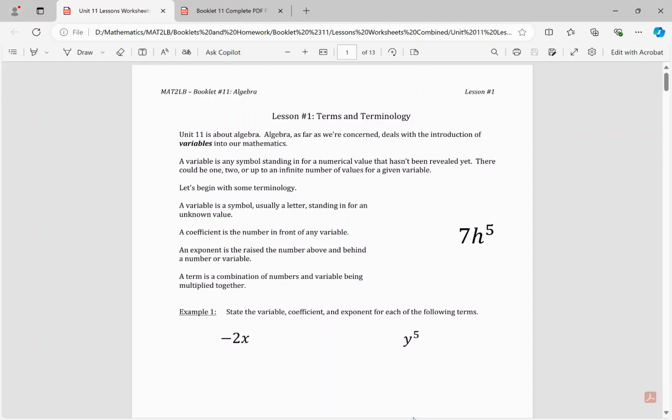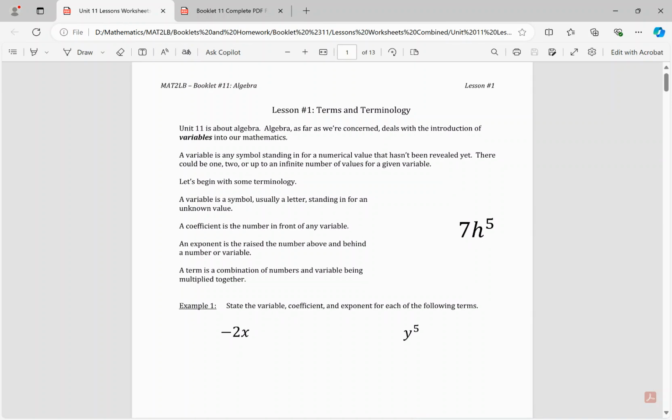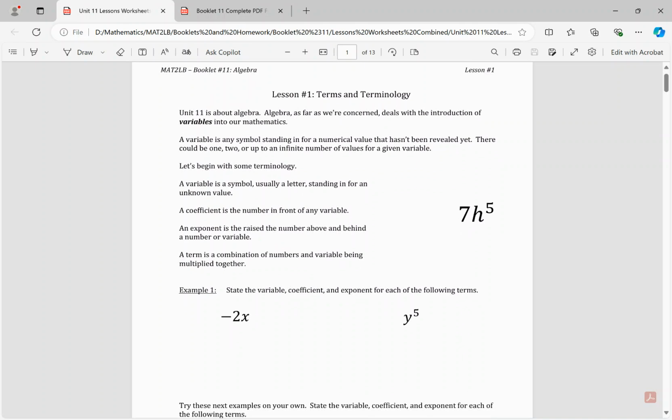All right, everybody. In this video, we are going to be starting lesson 11, or rather, sorry, booklet 11, but lesson 1. And that lesson is on terms and terminology. So we're going to be continuing with algebra in this unit, but we are going to take it up a notch in terms of difficulty. Instead of adding, subtracting, multiplying, and dividing numbers, now we will be adding, subtracting, multiplying, and dividing variables.